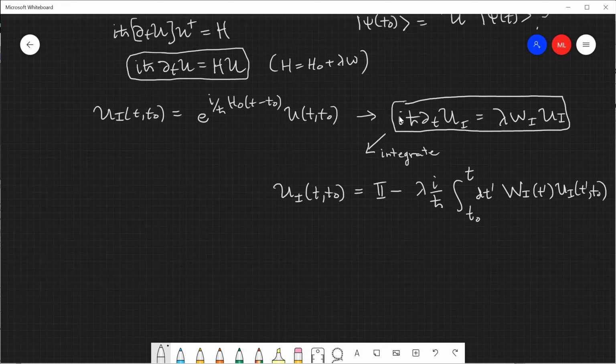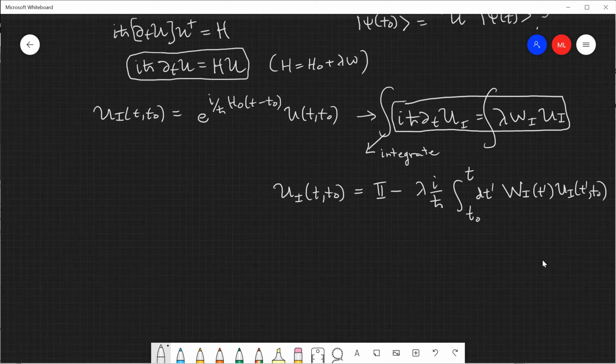We just put the i/ħ on the other side. We integrate both sides, and here we'll get U_I minus the identity because it's the initial condition. And then we're left with just this integral, minus λ times i/ħ integral from t_0 to t of just this side, which is W_I and U_I. So it's like rewriting the equation. You haven't done anything. All you've done is just sort of integrate both sides.